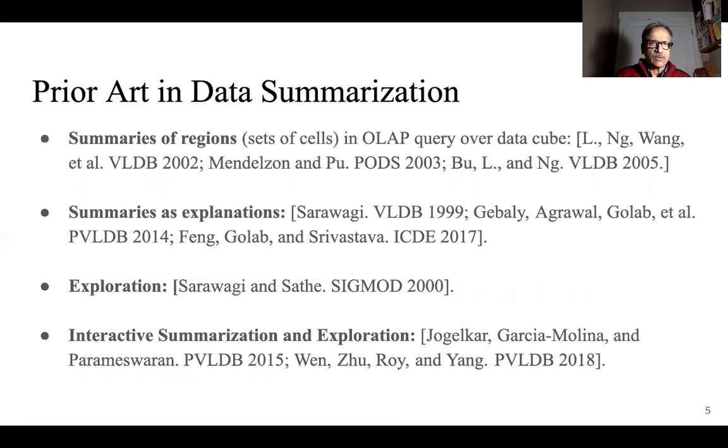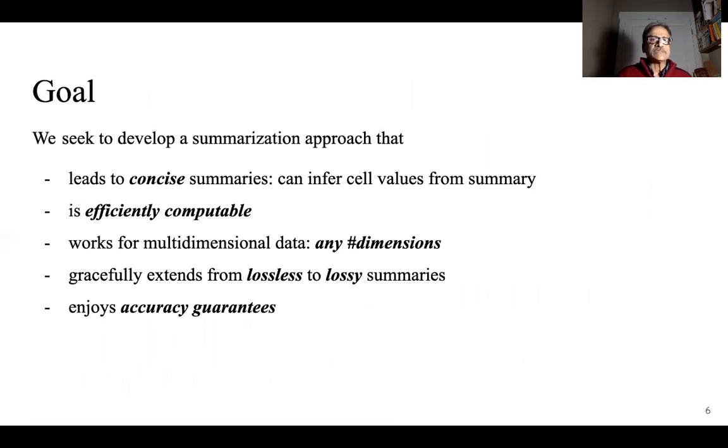There's a bunch of other related work, which all I will do is flash it before you just for the sake of completeness. I won't get into the details here. So given all of this prior work, what are we after? We are interested in an approach that guarantees concise summaries, is efficiently computable regardless of the number of dimensions, and gracefully extends itself from the lossless case to the lossy case for any amount of loss that you are willing to tolerate. And finally, comes with nice accuracy guarantees, worst case error guarantees. So this is our goal.